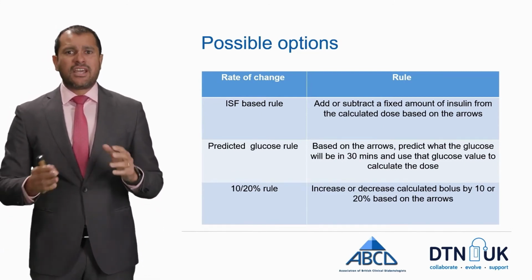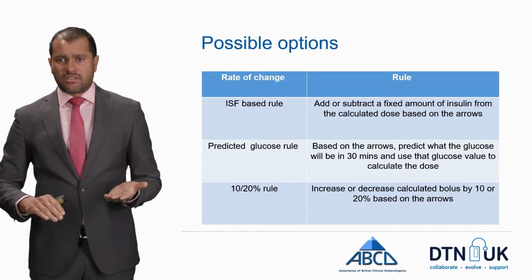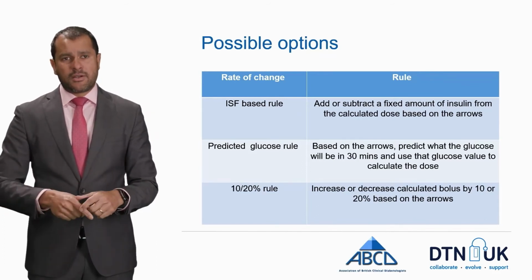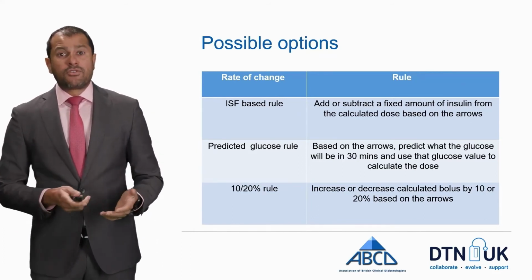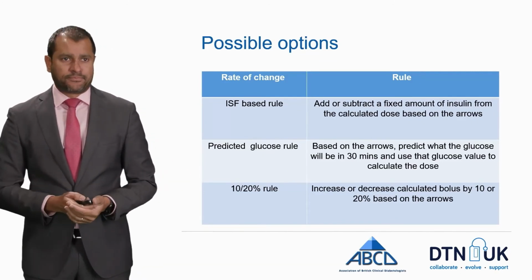And the third rule is the 10-20% rule, which means that you either increase or decrease the amount you've calculated by 10 to 20%, depending on the arrows. So I'm just going to go through some examples there, and you can see if you think this is something that you might want to try.